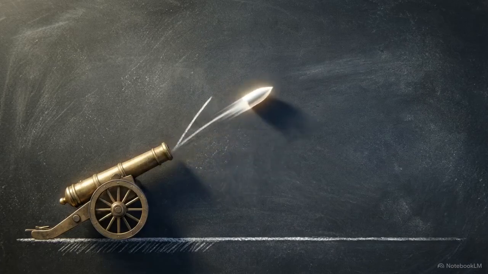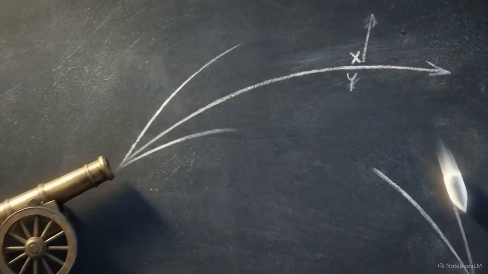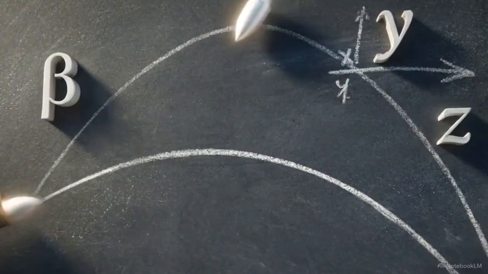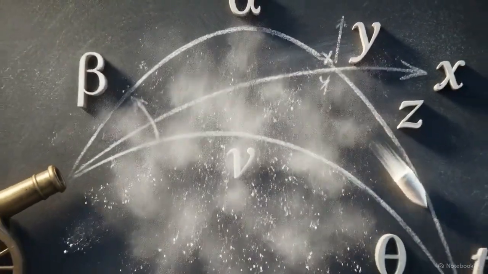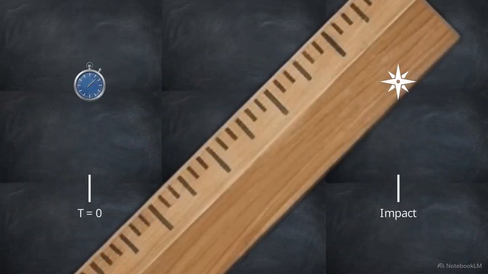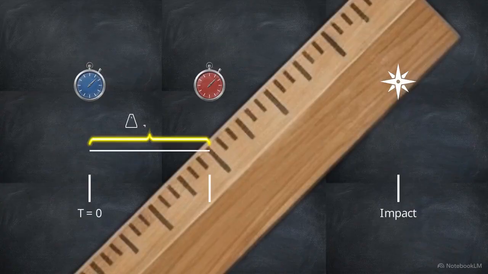This is Irodov problem 1.33. A cannon fires two shells at different angles in rapid succession, aiming for a mid-air collision where their paths intersect. The objective is to find the exact time delay required between the first and second shot to guarantee this impact.